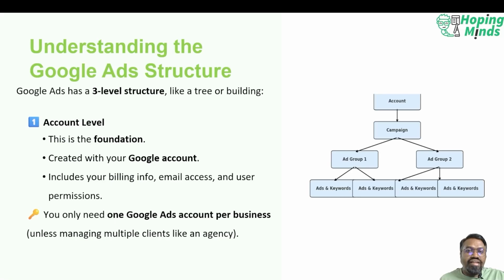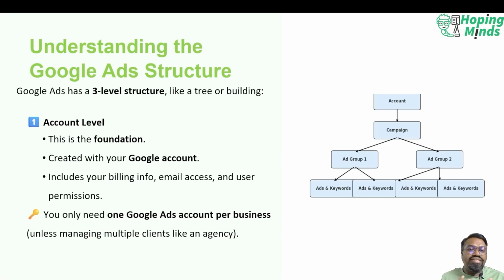Now we need to understand the Google Ads structure. This diagram represents how your Google Ads would look from the account level. Google Ads has a three-level structure. It's like a tree or a building, which you can see in this image, right? Number one is the account level. This is the foundation, created with your Google account, right? It includes your billing information, email access, and user permissions.